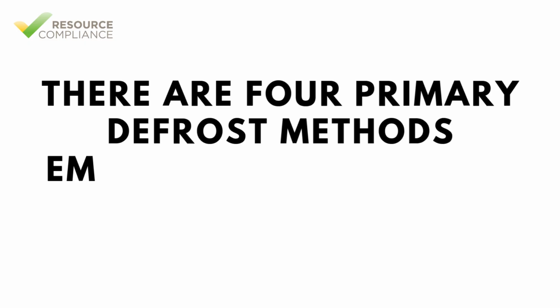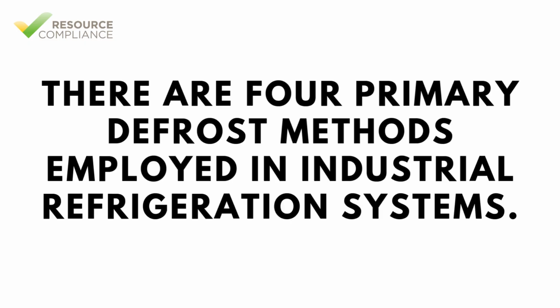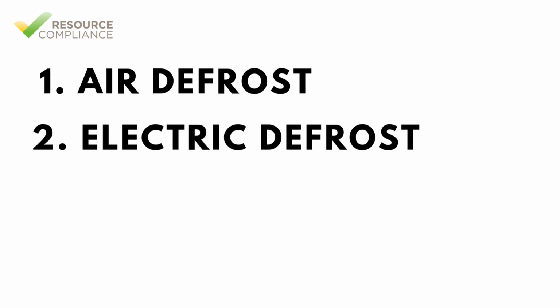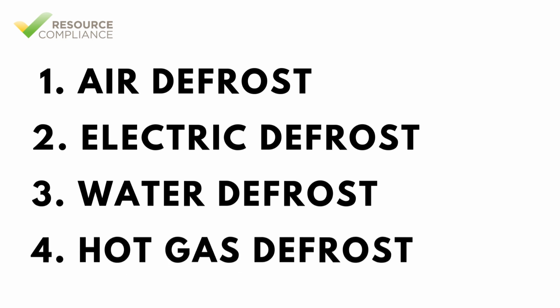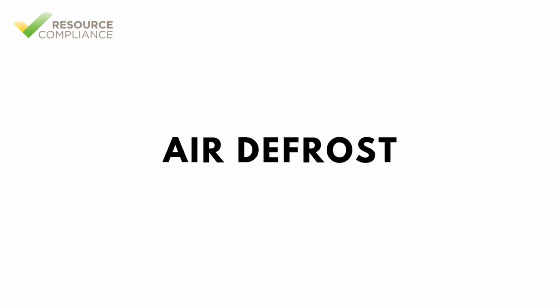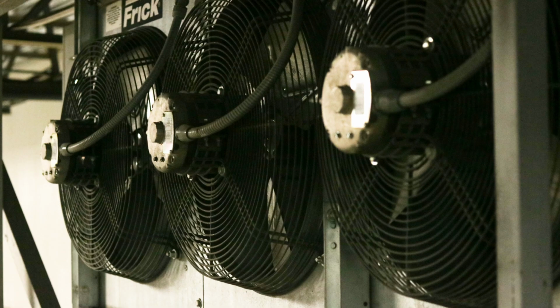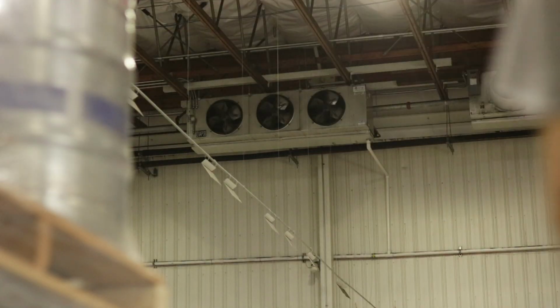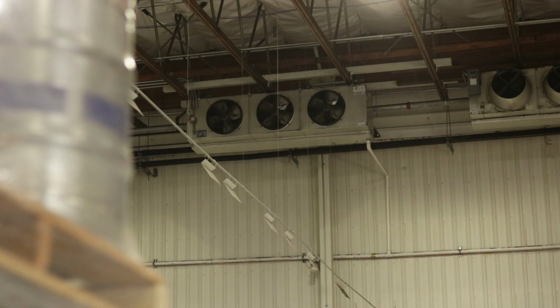There are four primary defrost methods employed in industrial refrigeration systems: air defrost, electric defrost, water defrost, and hot gas defrost. Air defrost is the simplest form of defrost and is achieved by shutting the evaporator off for a long enough period of time that all frost melts from the coil. This method takes a lot of time and therefore requires the room temperature where the evaporator is located to be raised to allow melting to occur. For this reason, air defrost is rarely employed.